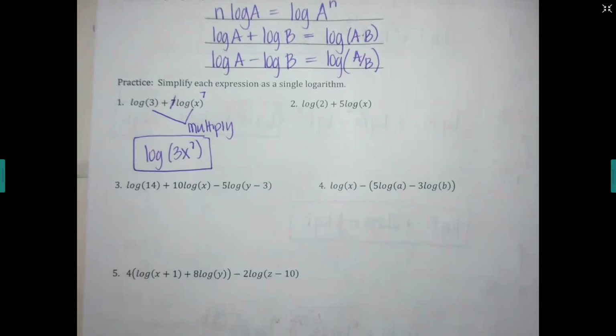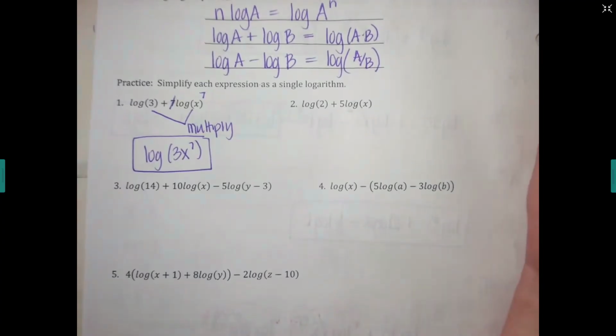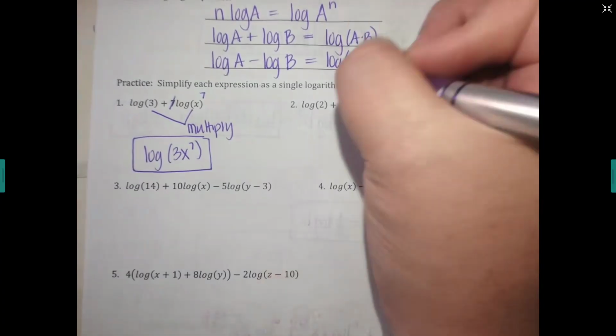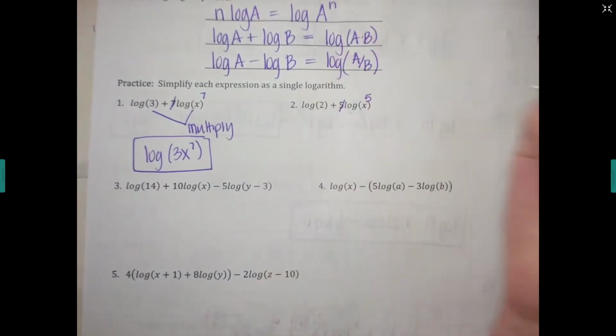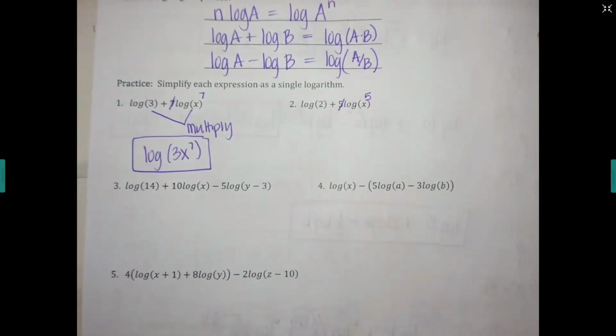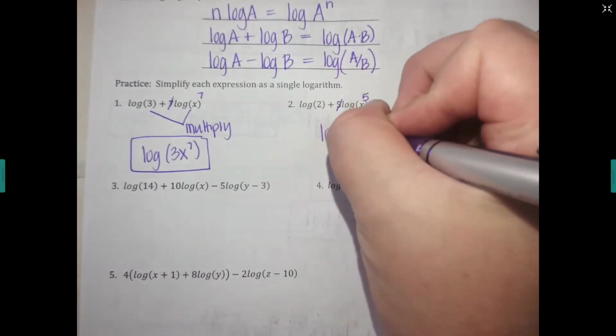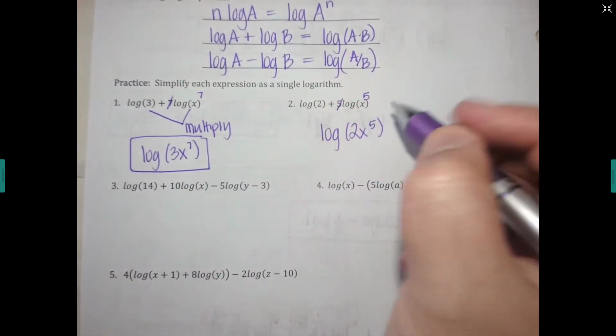Okay, take a look at the next one. Do I have any numbers to pull up? The 2's already in the log. What about the 5? So cross it out, make it an x to the 5. And then if log 2 and log x5 are added, I'm going to put them back together with multiplication. So it'd be a 2x5.